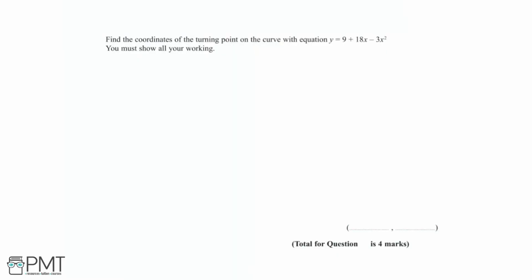In this question, we need to find the coordinates of the turning point on the curve with the equation y equals 9 plus 18x minus 3x squared. Now we have the graph of y equals 9 plus 18x minus 3x squared. We can write this in the form ax squared plus bx plus c. And so changing the order around, y is equal to 9 plus 18x minus 3x squared is equivalent to y equals minus 3x squared plus 18x plus 9.